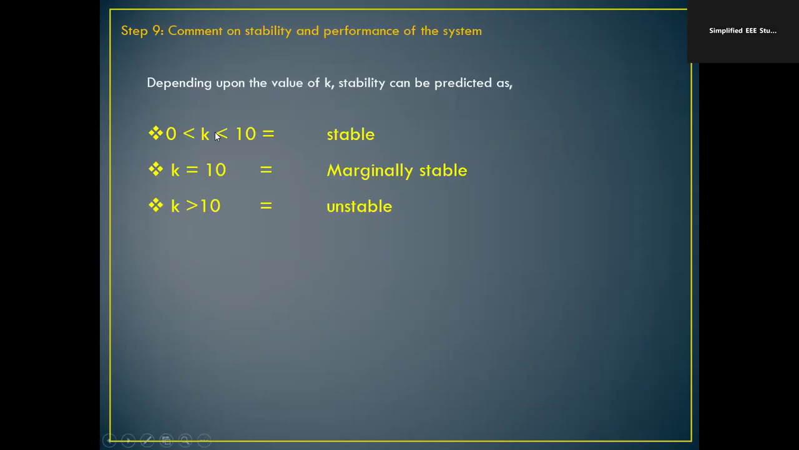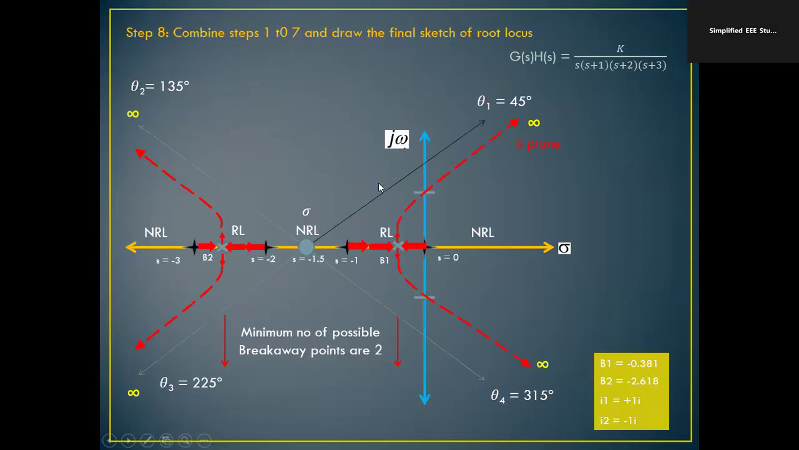First of all, if the k value lies between 0 and 10, the system is stable. Suppose if k is equal to 10, we can say the system is marginally stable, and for k greater than 10, the system becomes unstable. So that is the inference which you can make from this root locus plot. So mark the loci accordingly. You should know about the breakaway point. Based upon the reference of the breakaway point, you have to mark the root loci.